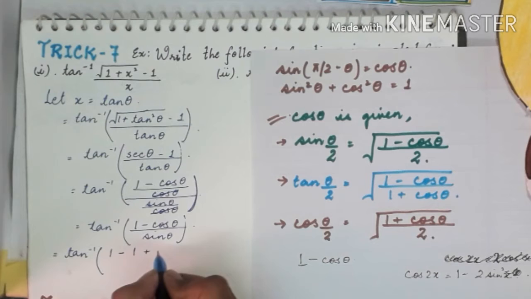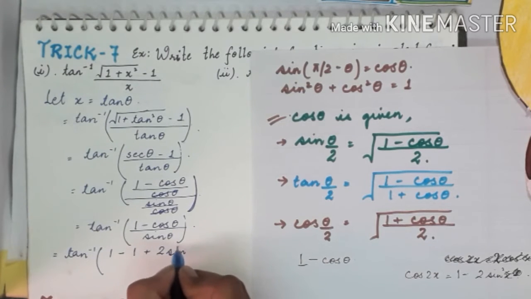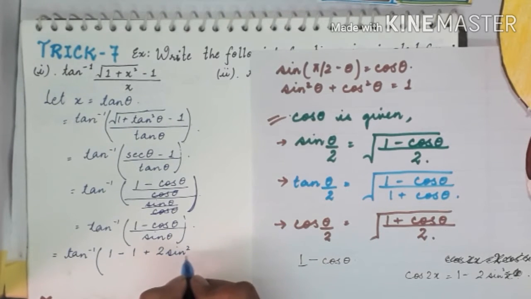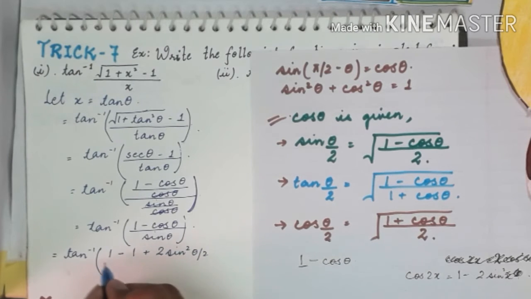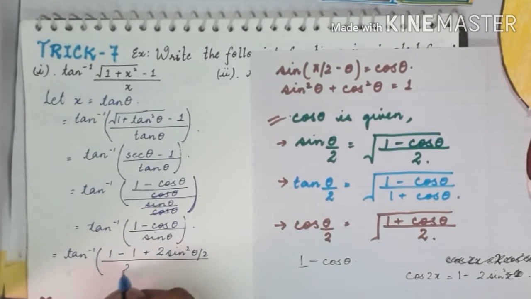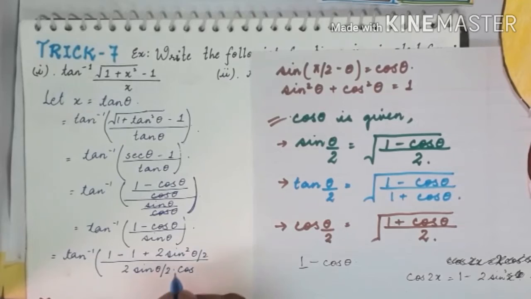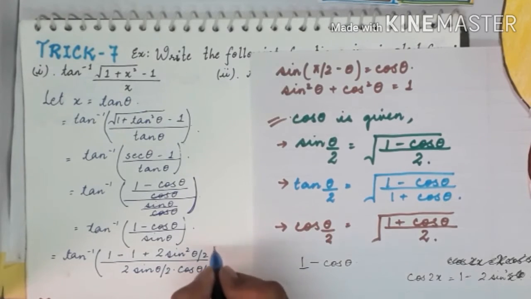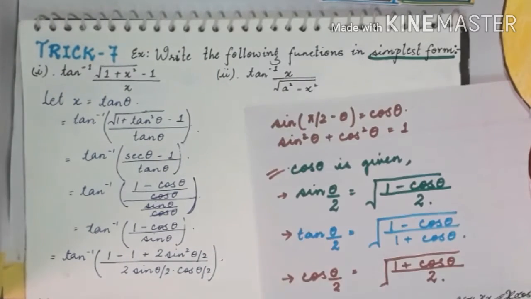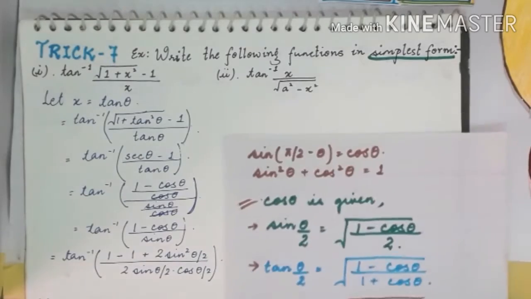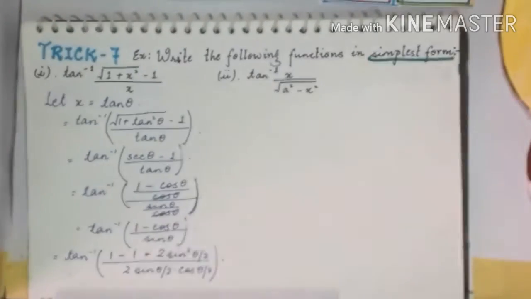See? Here we have theta, so here it will be theta by 2. And in place of sin theta, put the formula of sin 2x, 2 sin x cos x. The angle gets just half now. Now solve it further. You can easily get the answer.